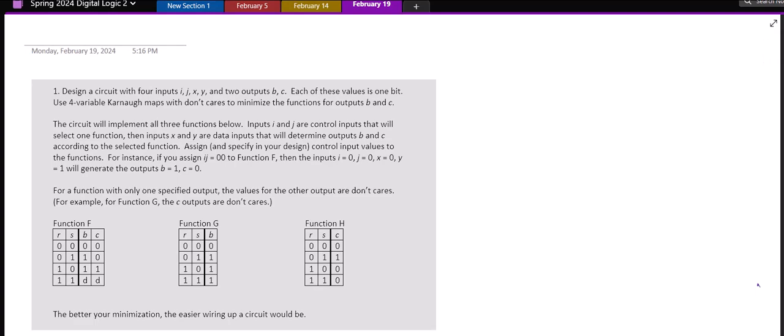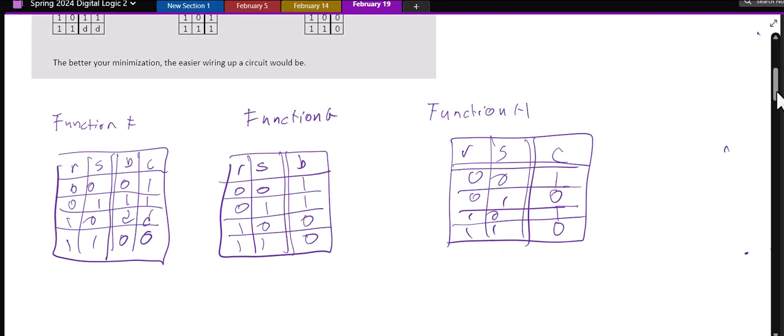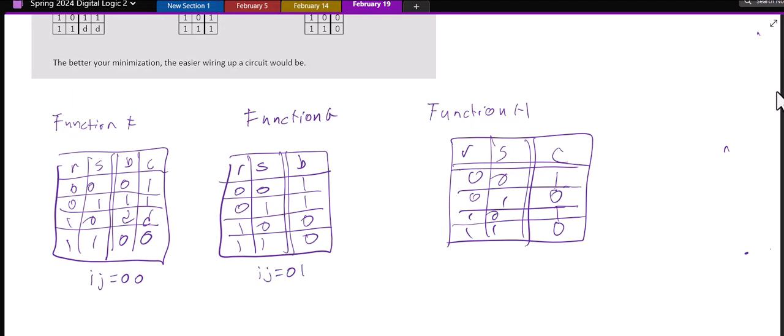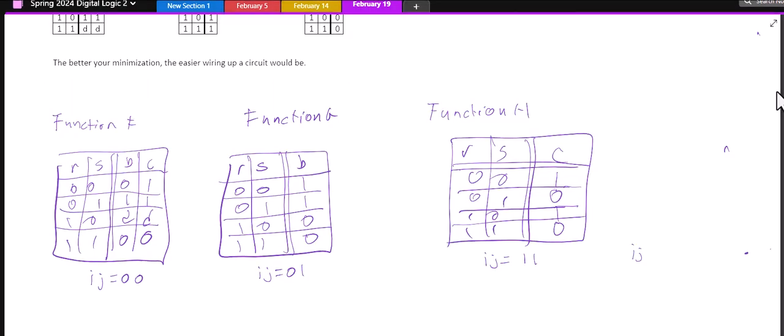Okay, so let's decide what we want. Let's make function f be implemented if IJ equals 0, 0, function g be implemented if IJ equals 0, 1, and function h to be implemented if IJ equals 1, 1. That means that IJ equals 1, 0 is a bunch of don't cares.